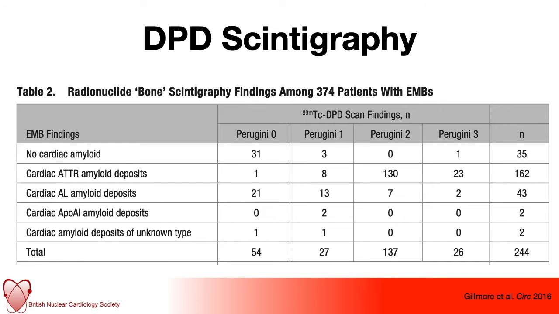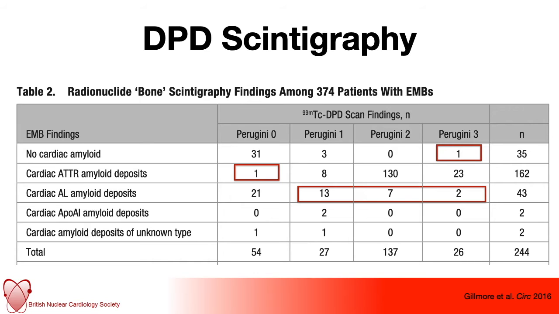So here's a breakdown of the DPD scan findings in the 374 patients who had endomyocardial biopsy confirmed cardiac amyloid. And you can see the endomyocardial biopsy findings on the left-hand side. I'd just like to highlight a couple of key points here, which is that of the 162 patients with cardiac TTR deposits on endomyocardial biopsy, only one had a negative DPD scan. And when they went back to look at this, they felt that the deposits were so scanty on the endomyocardial biopsy, and having looked at the corresponding echo images and everything else, that it was of doubtful clinical significance in this one DPD negative case.